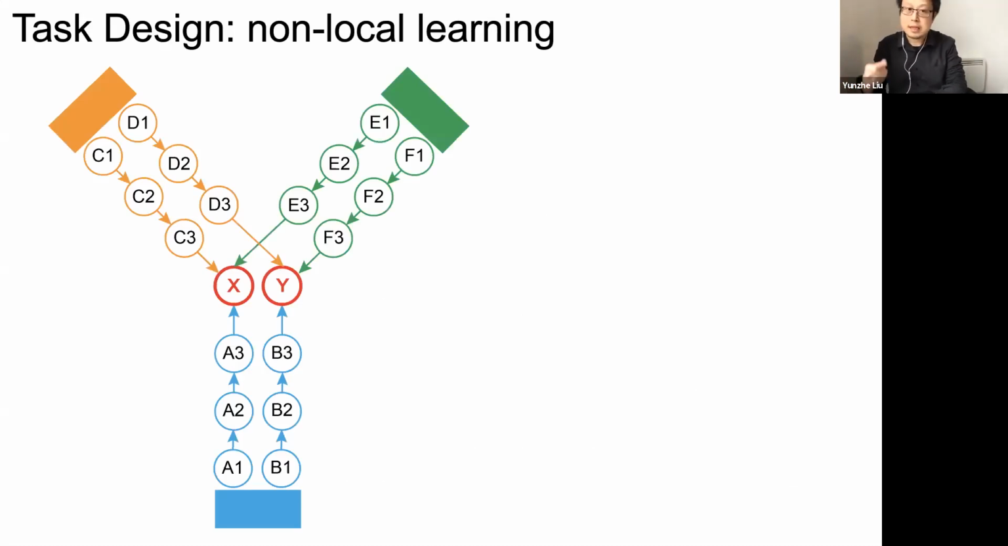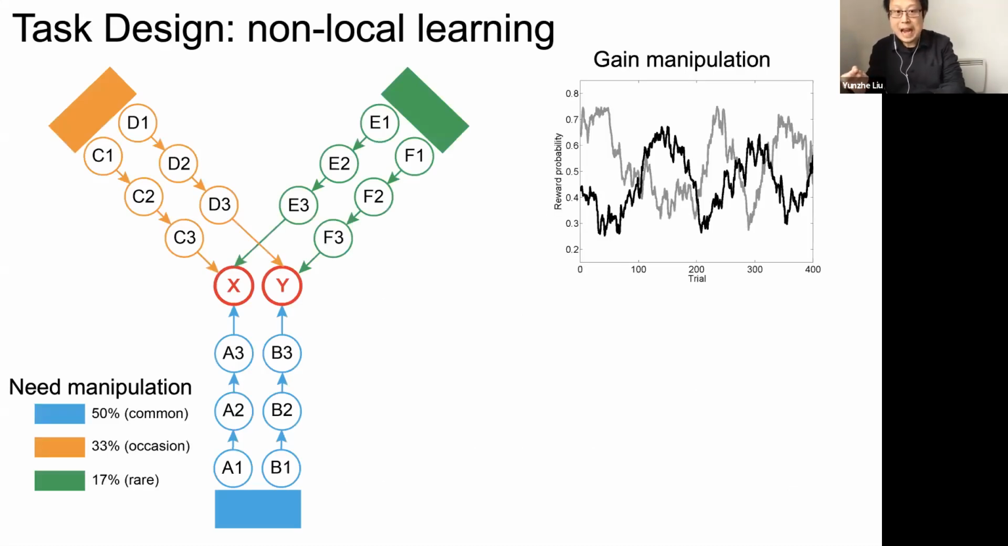So in humans, this is the task they're doing. We manipulate need and gain separately. The need is manipulated by the probability they're going to start at each of the arms. At each trial, the participant is put in one of those arms based on those starting probabilities. Then the job of the participants is to choose the path leading to the outcome, i.e. X and Y. The reward probabilities of X and Y change independently, following a random walk. This is going to manipulate the gain.